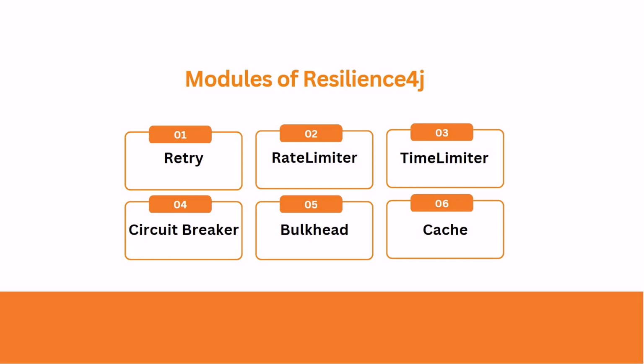The circuit breaker fails fast or performs default actions when a remote operation is continuously failing. Bulkhead limits the number of concurrent remote operations, so we can provide limitations using it. And cache stores results of costly remote operations. So these are the basic functionalities of these modules.